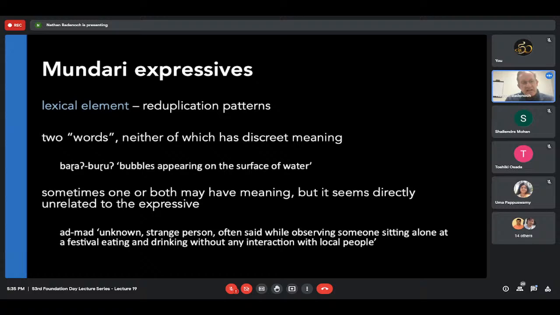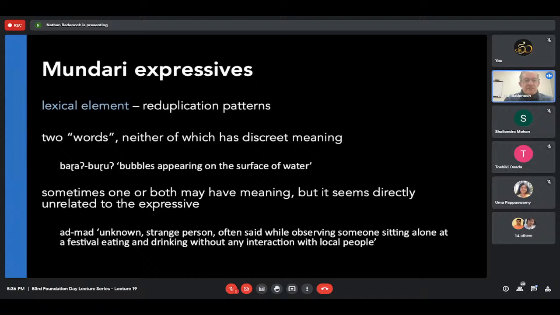So there's a lexical element, which gives us patterns of reduplication where there are two words, neither of which has a discrete meaning. So, for example, we have a word like bara buru, bubbles appearing on the surface of water. And neither bara nor buru have any meaning that can be gleaned from them. They're just both there. Clearly, they're related to each other through the vowel mutation, but neither of them gives us any kind of semantic clues as to what the meaning should be.